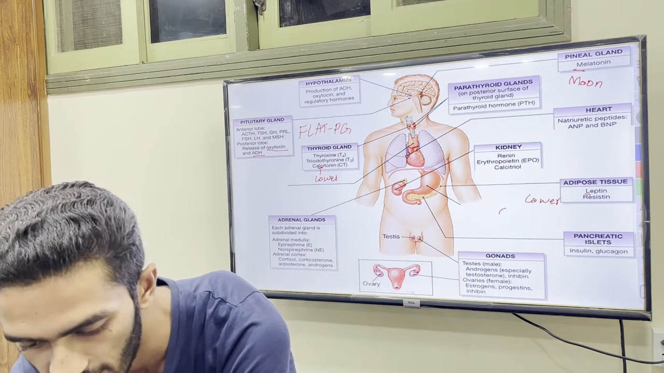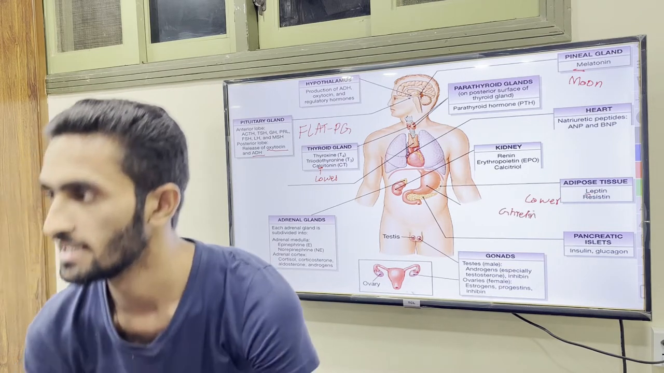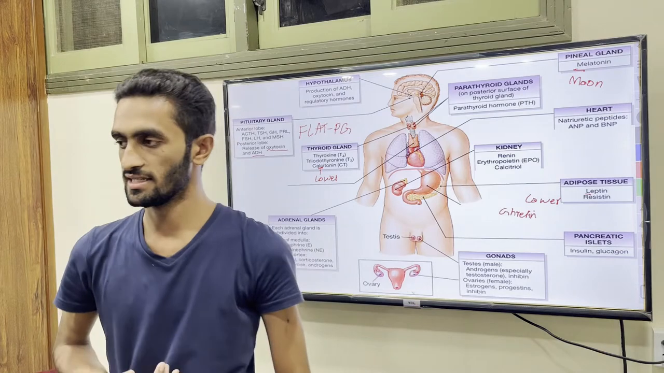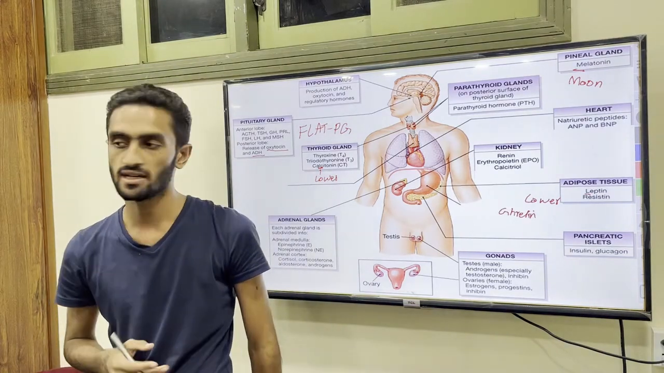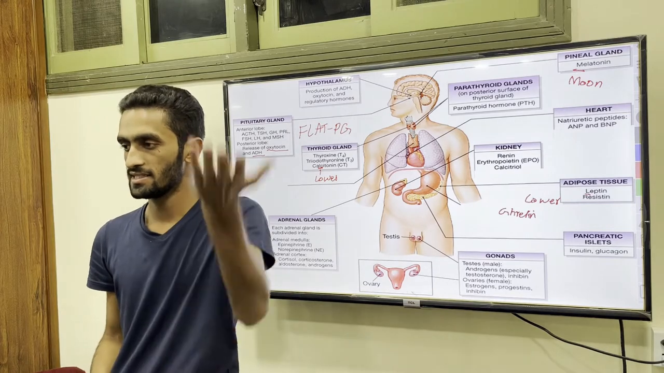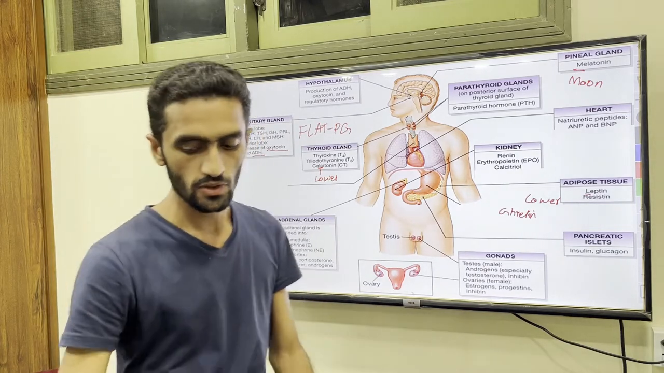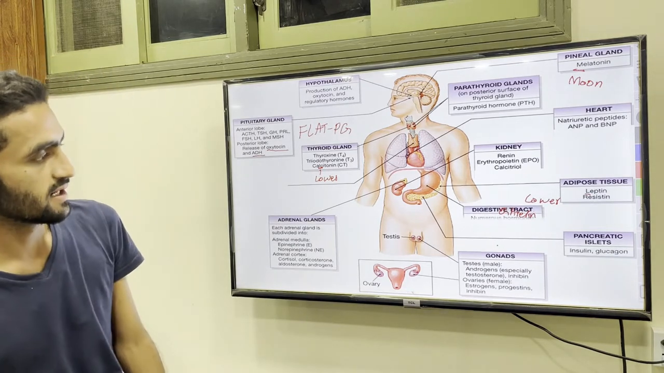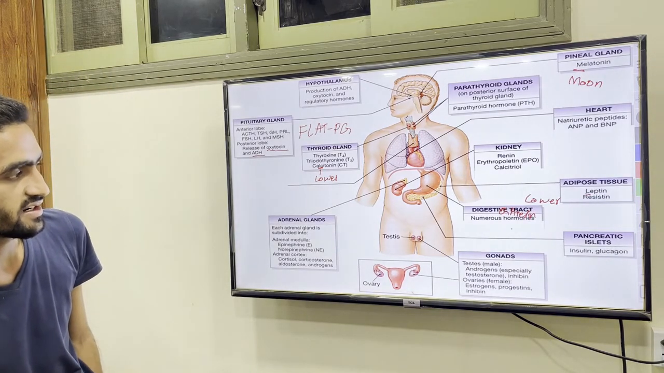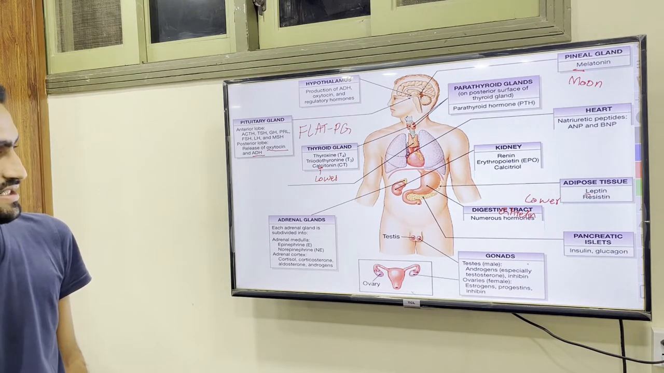while the ghrelin is the other hormone which is secreted by your gut tract. That increases the appetite. So leptin decreases the appetite, ghrelin increases the appetite. And if you look at the digestive tract, there are numerous hormones which are secreted by it.